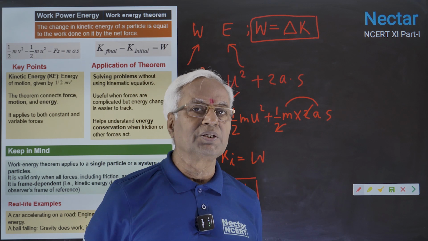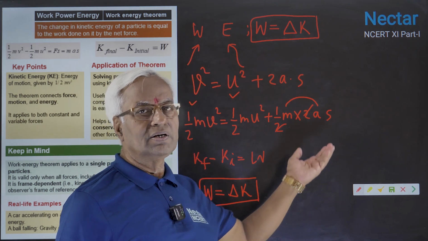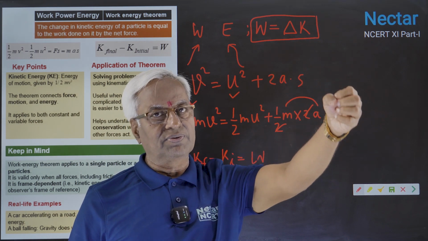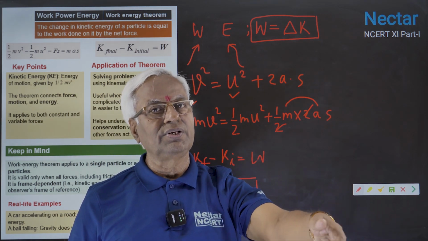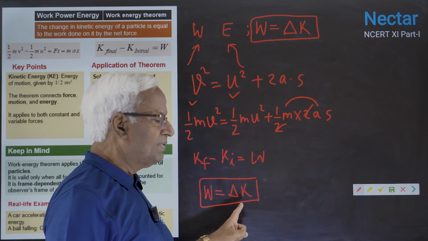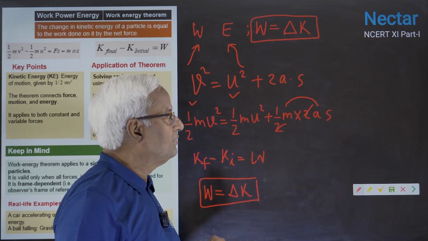When the work done is positive, kinetic energy will increase. As in the case of gravity, when the body is coming down, K increases. Gravity does positive work. When the work done is negative, K will always decrease.